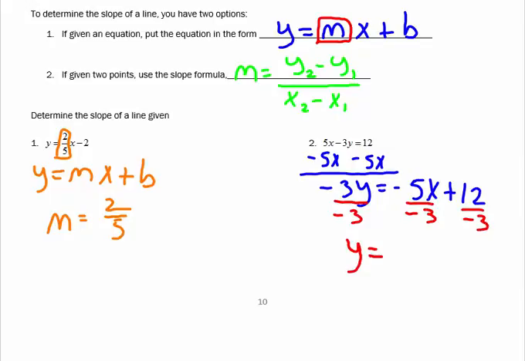So we'll end up with y equaling, 2 negatives make a positive, so I get 5x over 3, and 12 divided by negative 3 is a negative 4, so I end up with a minus 4. To find the slope, I will look at the number in front of x. It is a fraction, so my slope will be 5/3.